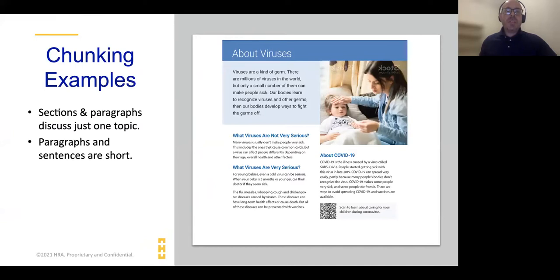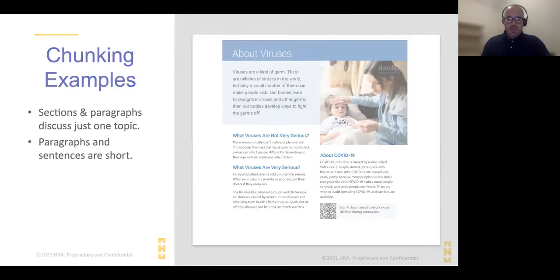So here I want to show you a couple of examples of chunking. Pretty straightforward. As you can see, the sections and paragraphs all discuss just one topic. This is from a guide that the HRA puts out in California and Arizona. This is the latest version. It's still in development. That's why there's a watermark on the photo. But you can see all the paragraphs are short, and so are the sentences. Pretty straightforward, right? We're trying to group information in bite-sized chunks so it's palatable for people, and so they don't immediately feel that they can't engage with it.